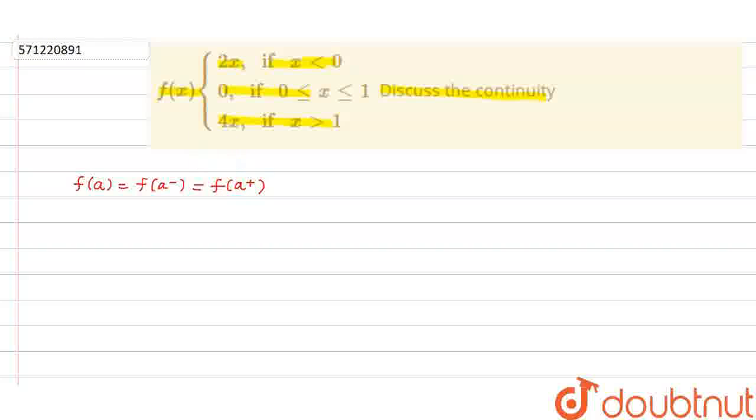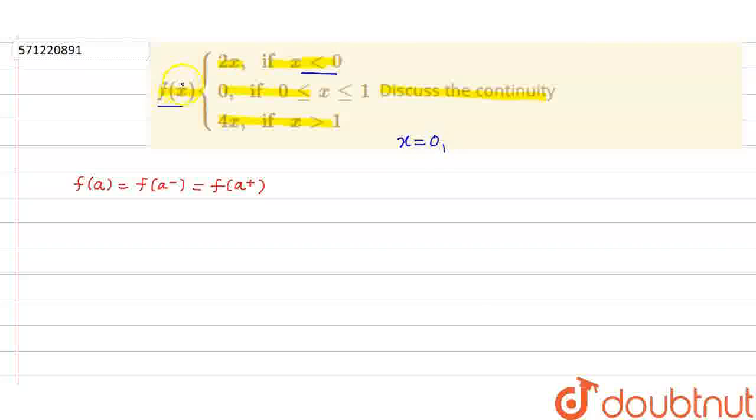Now we know every polynomial function is continuous except at suspect points. Now here, what is the suspect point? You can see that before 0 the function is 2x and after 0 the function is 0. That means the function is changing its value at x = 0. That means one suspect point is x = 0.